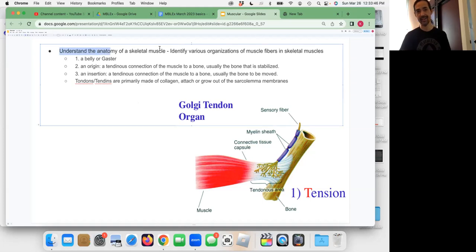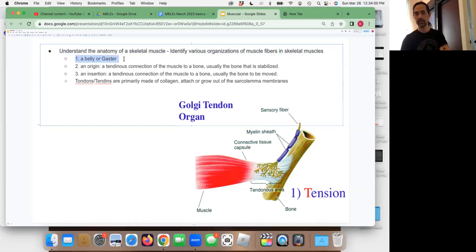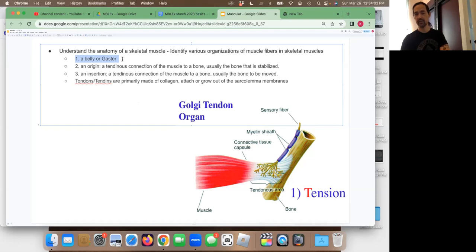Here's another objective. Understand the anatomy of a skeletal muscle, identify the various organizations of the muscle fibers. So just for a macroscopic view of the muscle to try to satisfy the answering of this question, we said earlier that a muscle has a belly, also called a gaster, but there's the belly of the muscle, that's the part in red. And then on either end, there's a tendon. And one tendon attaches to a stable bone, like the pelvis is very stable, for example. That's the origin. And the other inserts on a bone that is more movable, more motion.